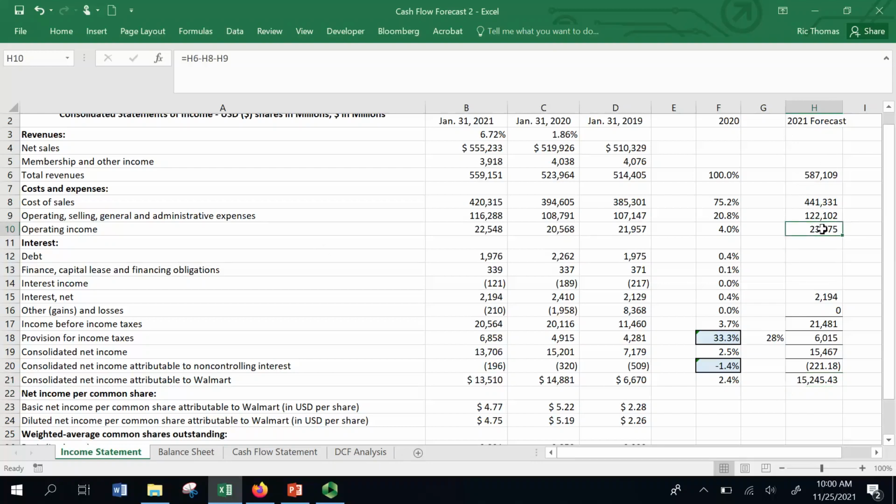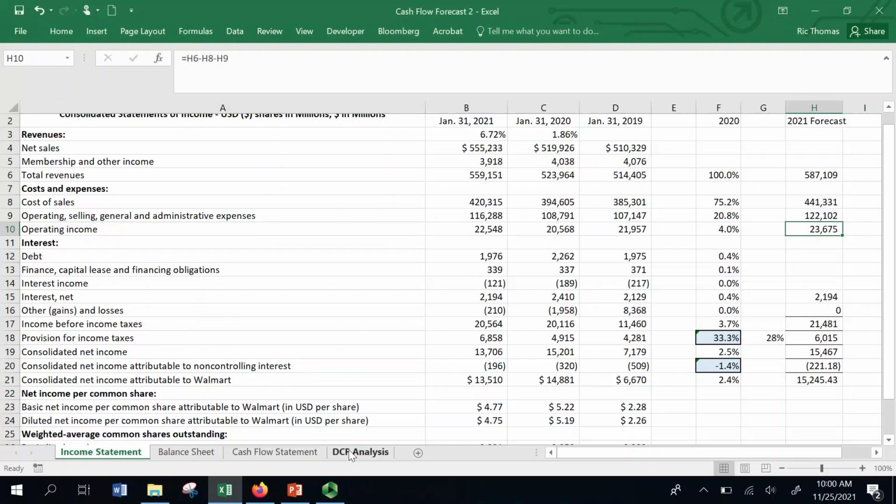By the way, not every company will put operating income on their income statement. They won't calculate it for you. Some won't, some will. If they don't, then you just know that it's total revenues minus cost of sales, cost of goods sold, minus SG&A. That's your operating income. And so I'm taking this number here as my EBIT.